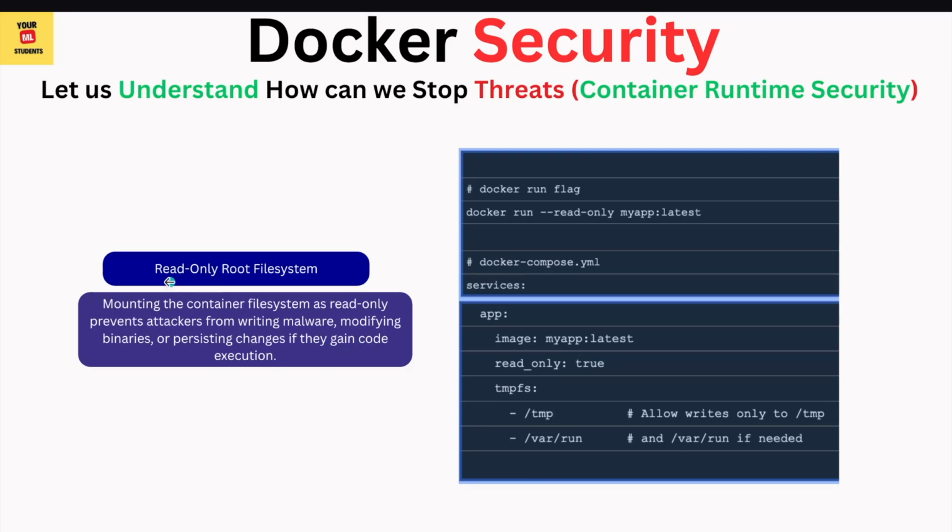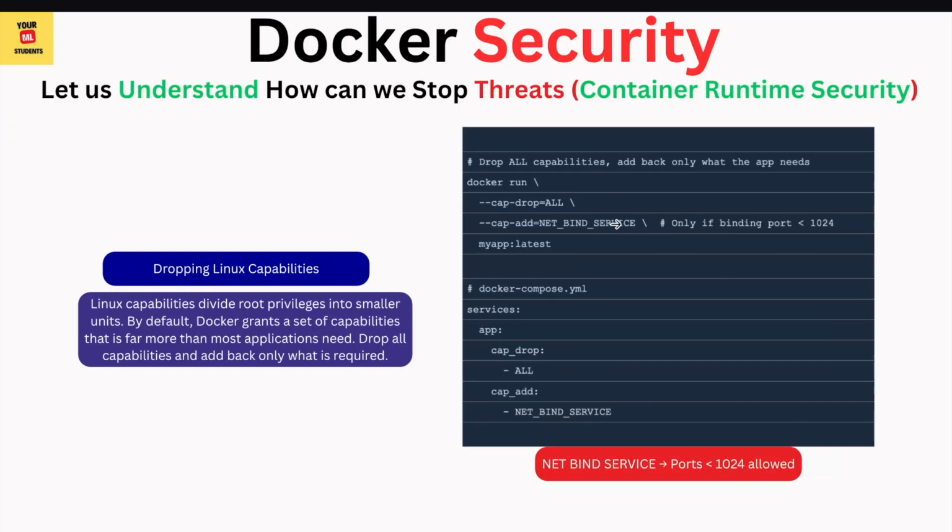Since you are giving a read-only root file system, they will not be able to write any malware because they do not have write access. They cannot modify the binaries, they cannot do anything. Okay, so this is the way that you can do that. You can see I have mentioned here docker run --read-only myapp:latest. I'm saying run this thing as read-only. This is container runtime security. If you want to maintain container runtime security, you can do that. Run things as read-only always.